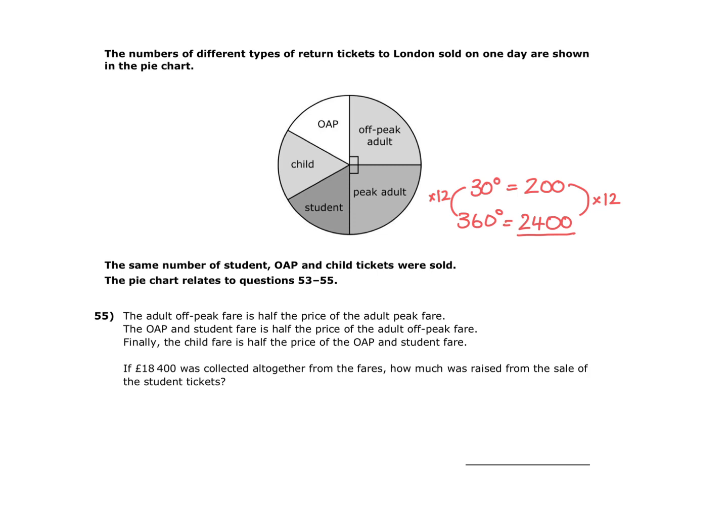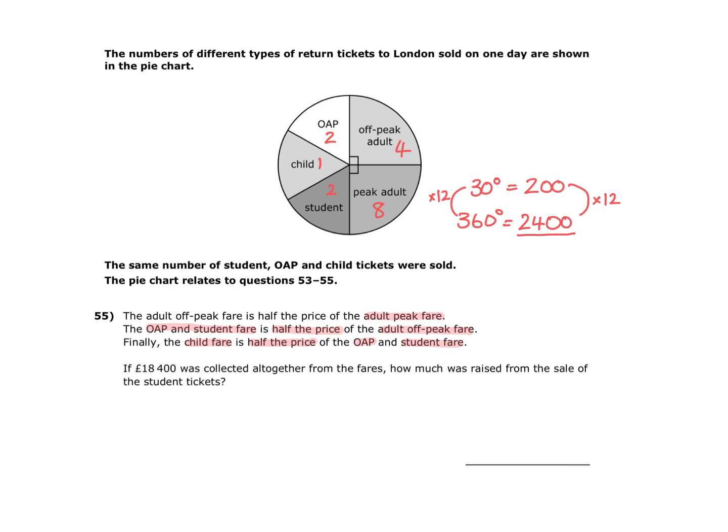Now consider the relationship between the prices of the tickets. If we start with the child fare, we know that that's half the price of the OAP and student fare. So in other words, if the child fare was £1, then the OAP and student tickets would cost £2 each. We know that the OAP and student fare is half the price of the adult off-peak fare. So if the OAP and student tickets cost £2 each, the off-peak adult ticket would be £4. This is half the price of the adult peak fare, so that means the adult peak fare would be £8.